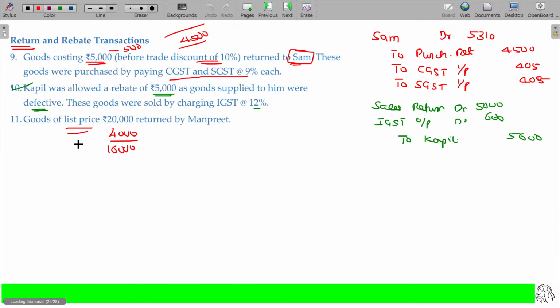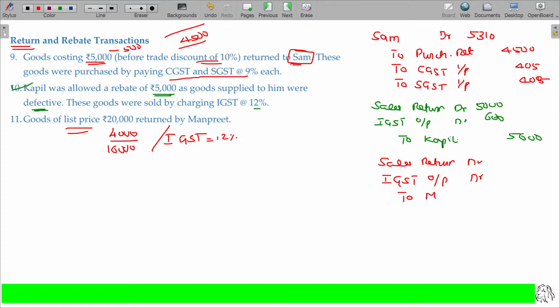Here IGST 12% is applicable. Okay, IGST 12% is applicable. So sales return upon debit. Sales return upon debit. IGST, output IGST account debit to Manpreet. The value being sales return 16,000. 12% on this being 1,920. Total value being 17,920. Is that clear?